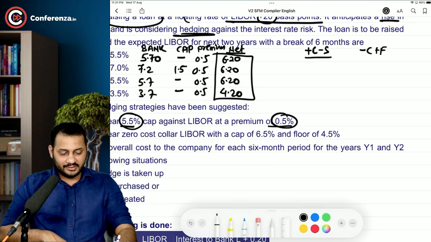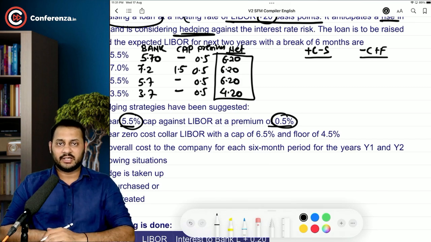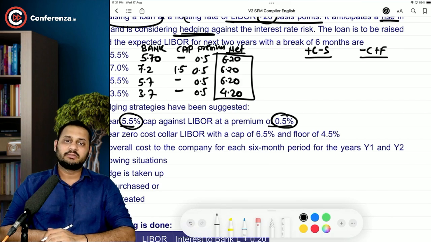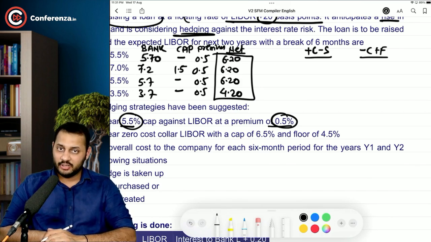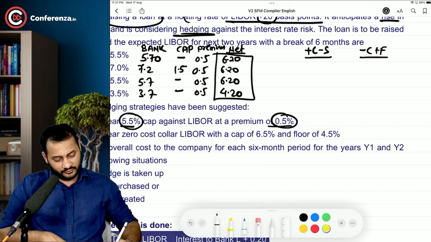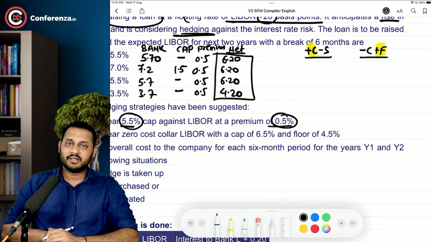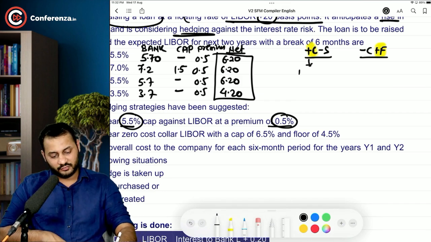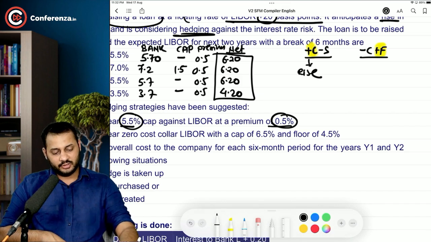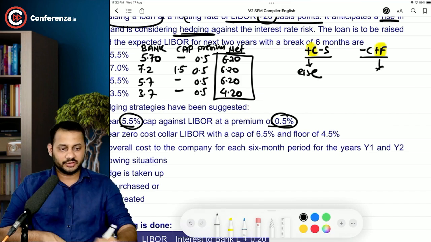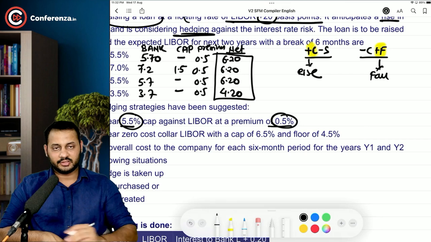Who is going to buy this one? Who is going to do this one? Buy this collar. Simply speaking, focus on the buying option. Buying option means protecting yourself. Selling option is just a speculation. So in this case, you have bought a cap option, and in this case, you have bought a floor option. When do you think you will buy a cap option? When you have the risk of rise in interest rate. When you will think you will buy a floor option? When you have a risk of the fall in interest rate.